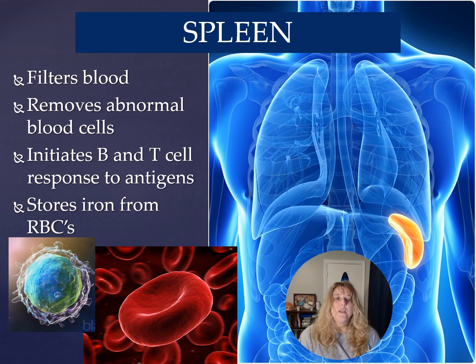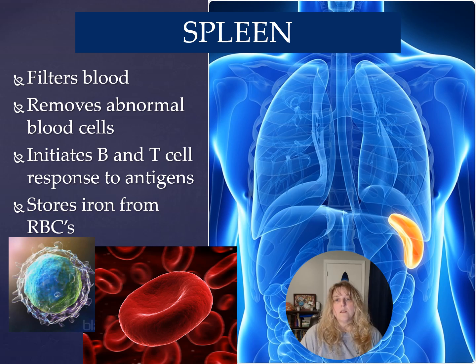The spleen is there to filter blood. It removes abnormal blood cells and can initiate the B cell and T cell responses to antigens as they come in contact with our body. It also deals with the stores of iron from the red blood cells.